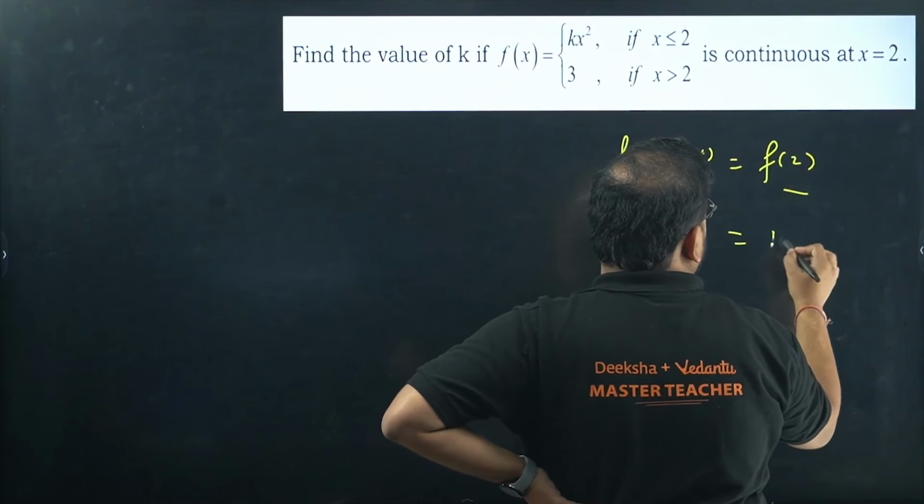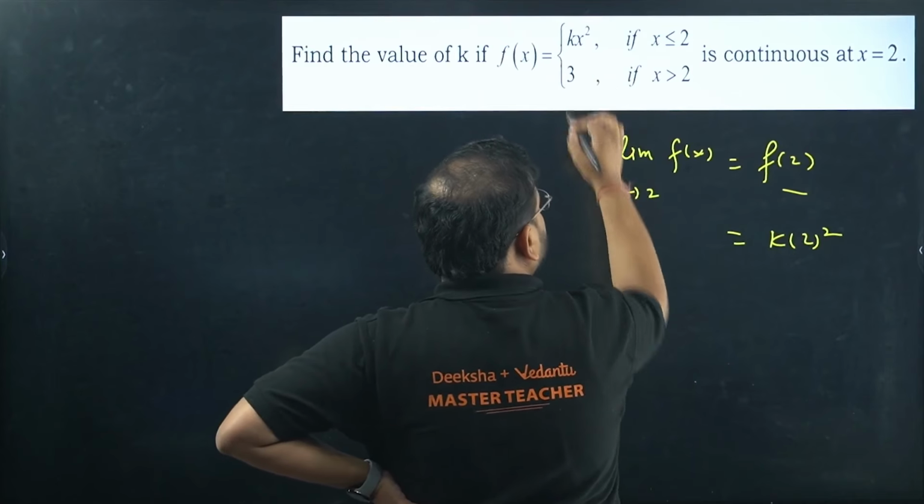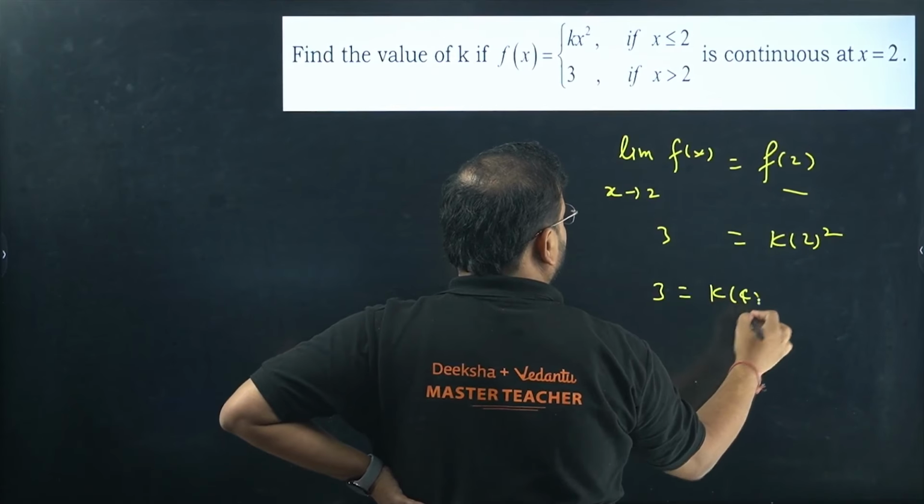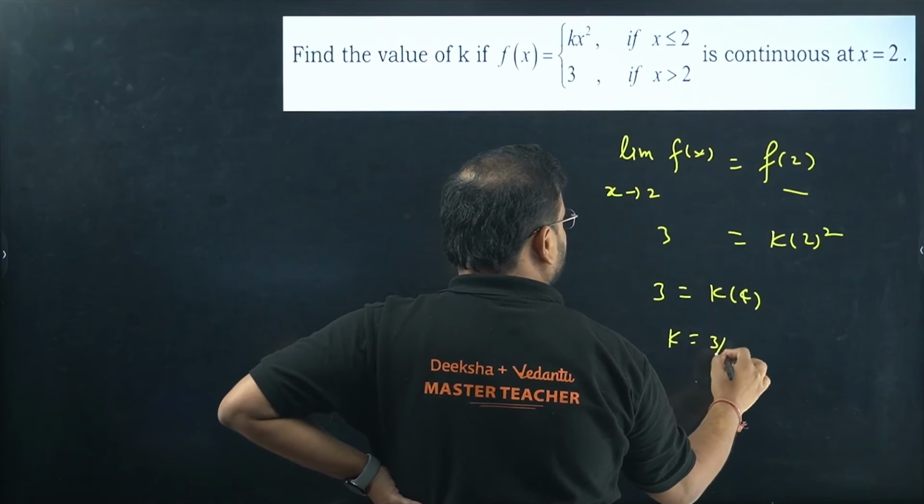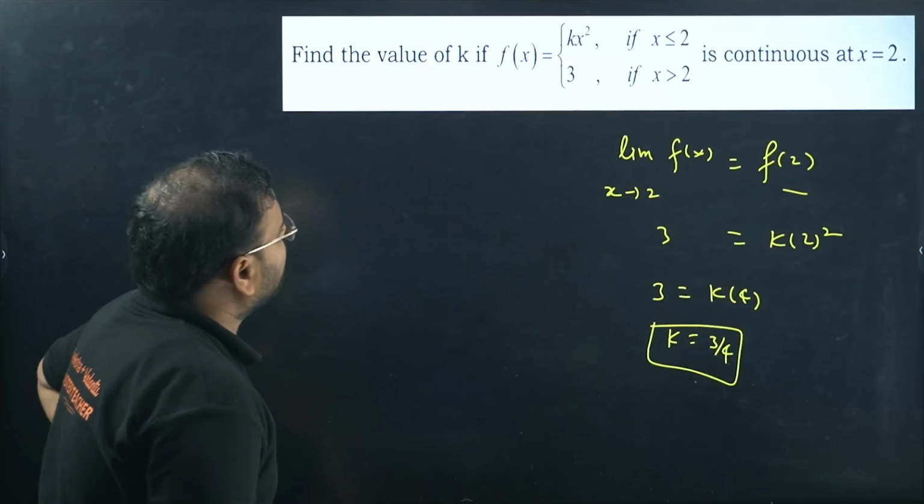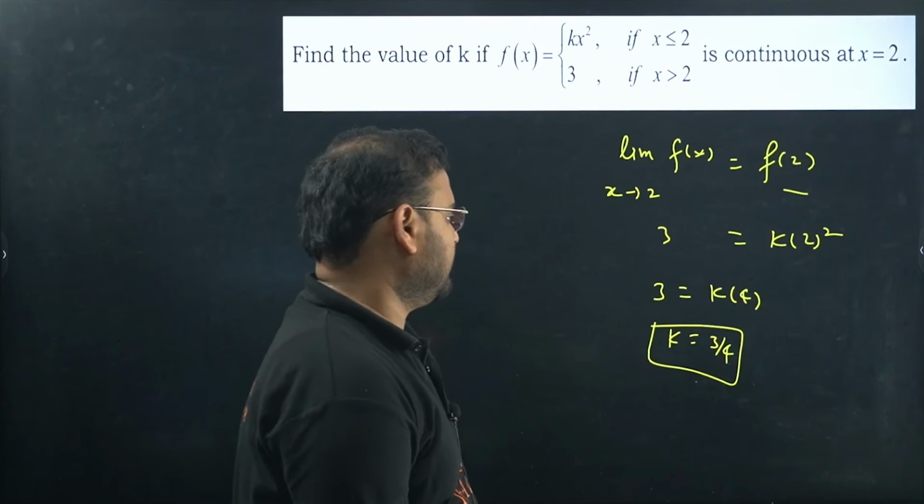So f(2) means k times 2 square. And the limit value is simply a constant, so 3. Check here. 3 equals k times 4. So the k value is 3 by 4. Check this out. 4k equals 3. Yeah, 3 by 4.